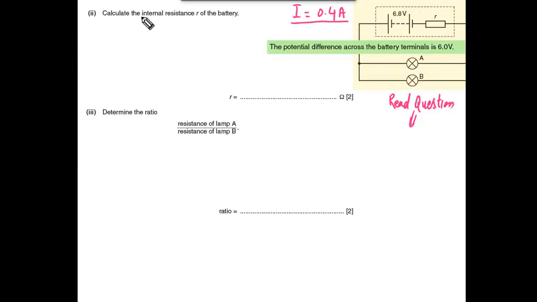So this is simply asking you to find the internal resistance of the battery. So we need to find what is the value of this small r. You see, small r is the internal resistance. Okay, so our stage 1 is read the question.